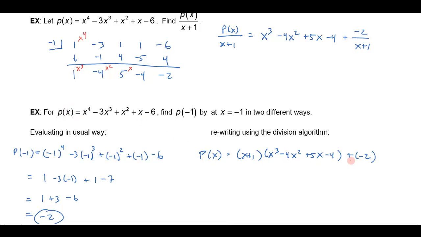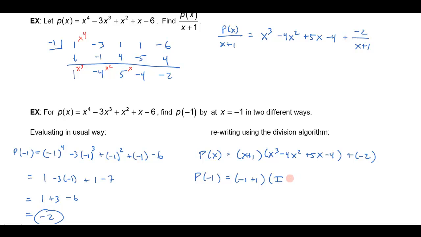This is just another way of writing it. Those are equal. But notice that when I plug negative 1 into this form, I'm going to get negative 1 plus 1, and that we know is 0. And so I really don't have to plug negative 1 into any of this. So that actually represents a huge savings of work that I would have to do.